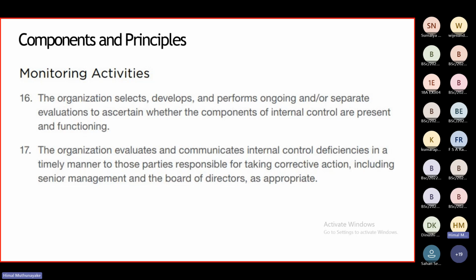Then the final one, monitoring activities. The organization selects, develops, and performs ongoing or separate evaluations to ascertain whether the components of internal control are present and functioning. Right? දැන් ඔයගොල්ලෝ establish කරපු internal controls හරියට තියනවද? හරියට වැඩ කරනවද? කියන එක ගැන ongoing or separate evaluation එකක් යන්න පුළුවන්. Right? හැම වෙලේම, හැමදාම monitor කරන්න පුළුවන්. නැත්නම් separately monitor කරන්න පුළුවන්. ඒක activity. උදාහරණයකට ඔයාට fraud risk එකක් තියෙනවා.